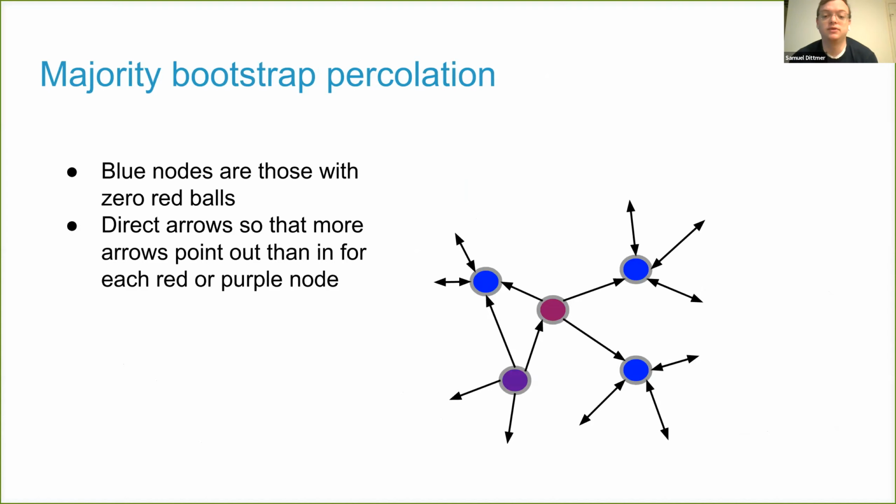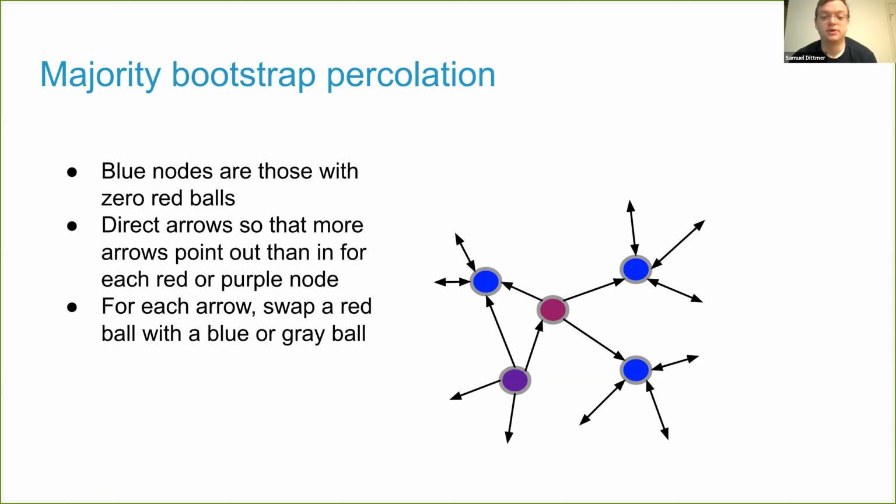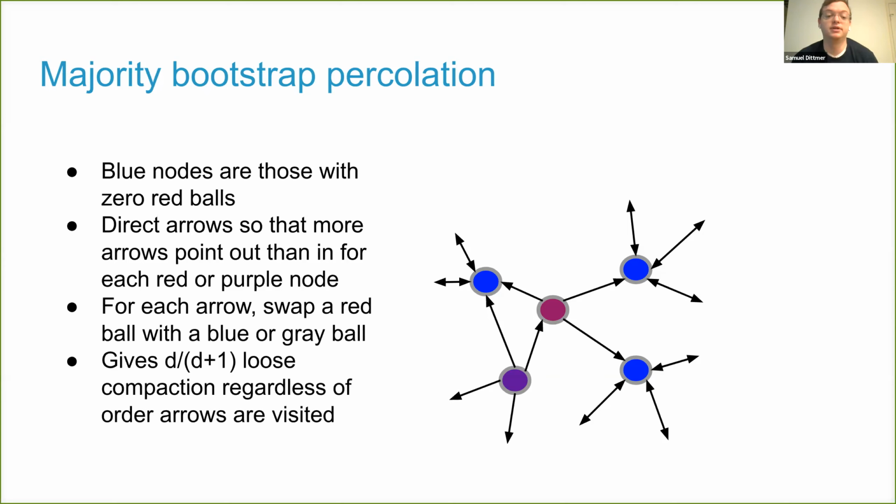The answer to how you assign the directions on these arrows is that you want to assign them so that there are more arrows out than in for every red node. If there are more arrows out than in, then you can swap red and blue, or red and gray, where gray represents dummy. After this, you move at least one element out of every red bin, so every bin will have at most D instead of D+1 red elements, and then you get this D over D+1 loose compaction.